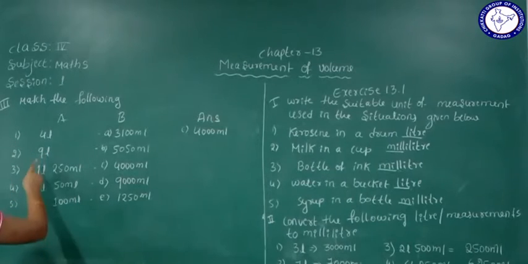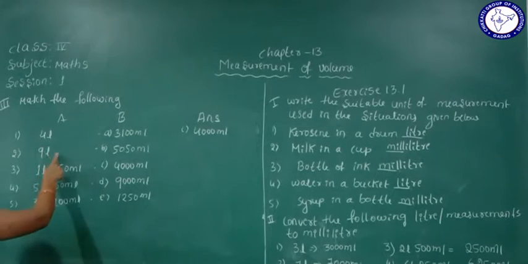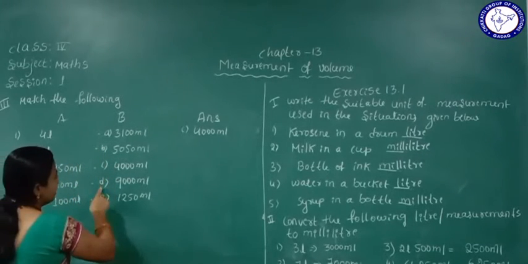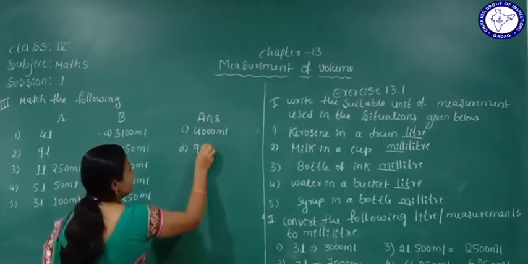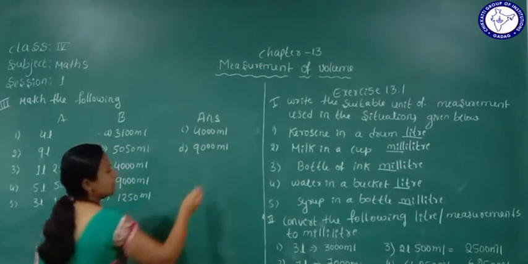Okay, next one, that is 9 liter. 9 liter means here what will we do? 9 into 1000. So answer 9000 milliliter. Search here 9000 milliliter. We get the answer for the second one, D, 9000 milliliter.